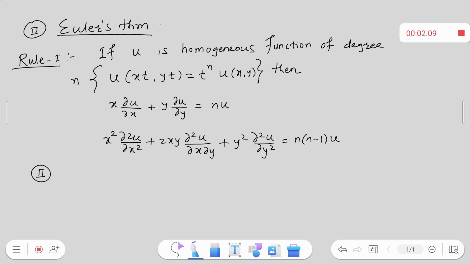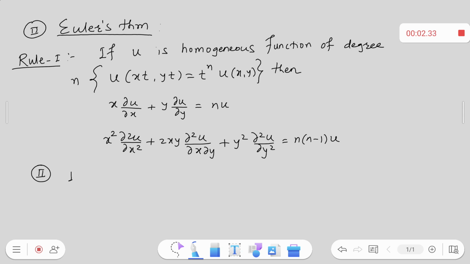Mostly we use the first statement when u is an algebraic function. When u is algebraic, we directly find the degree of such an algebraic function. But in a few cases, if u is not algebraic, if u is given in terms of logarithmic, exponential or any inverse trigonometric function, then we use the second statement.